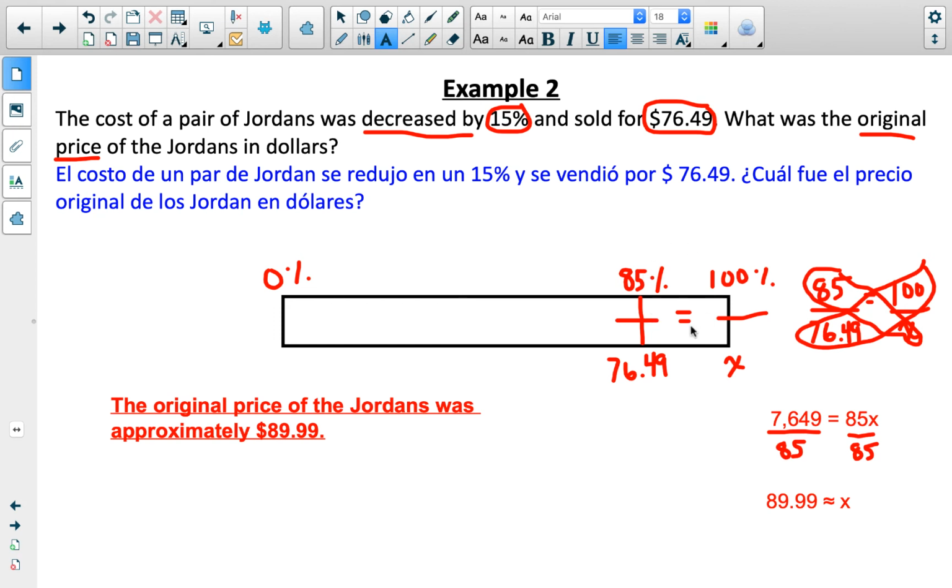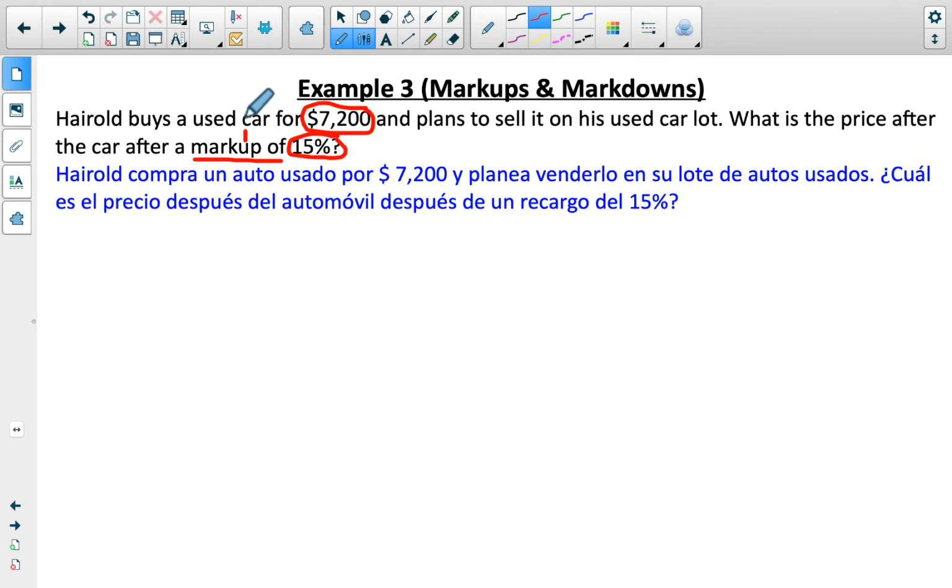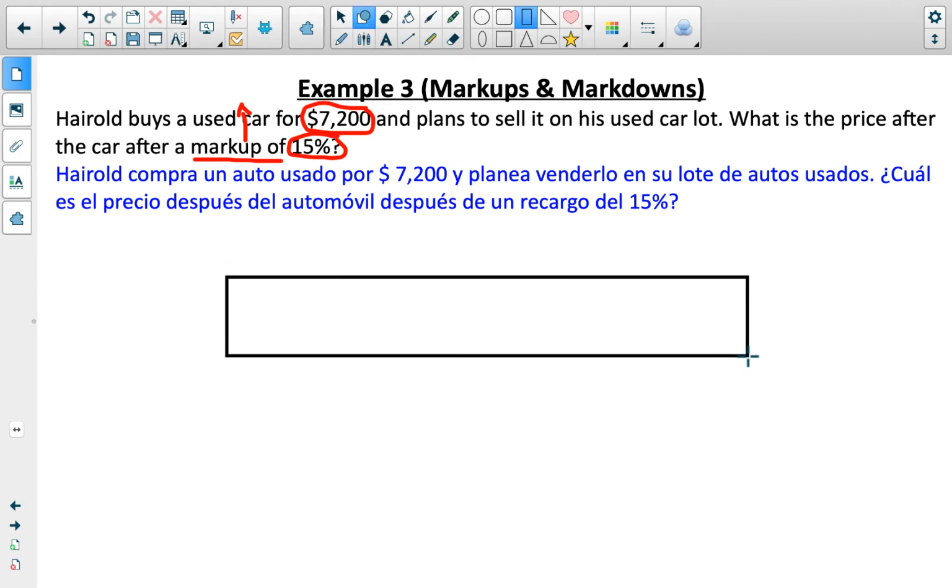All right, let's look at a markup or markdown problem here with example number 3. Harold buys a used car for $7,200 and plans to sell it on his used car lot. What is the price of the car after a markup of 15%? So a markup is an increase, right? Markup means the price is going up. So let's create our bar diagram.